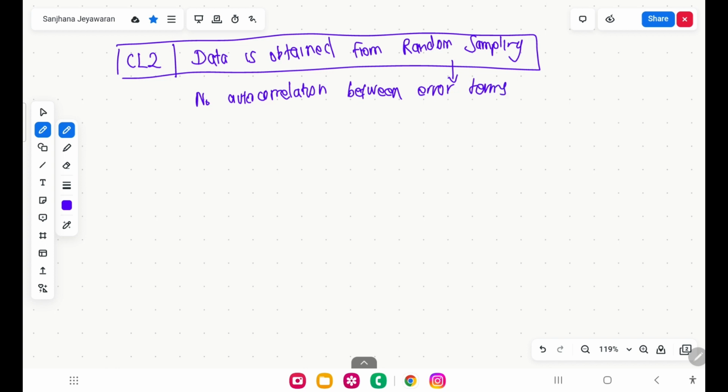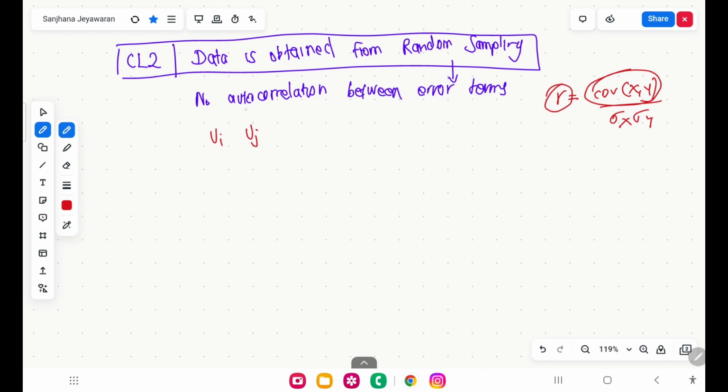So if we take two errors, let's say ui and uj, because they are not correlated, their r, the correlation, is equal to 0. In the previous topic, we saw that correlation is equal to the covariance of x and y divided by the standard deviation of x and the standard deviation of y. So if we prove that the covariance of x and y is 0, that means r is also equal to 0.